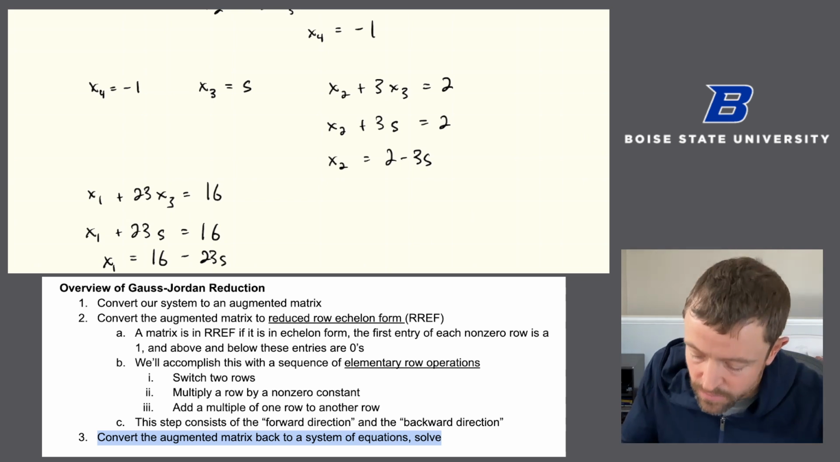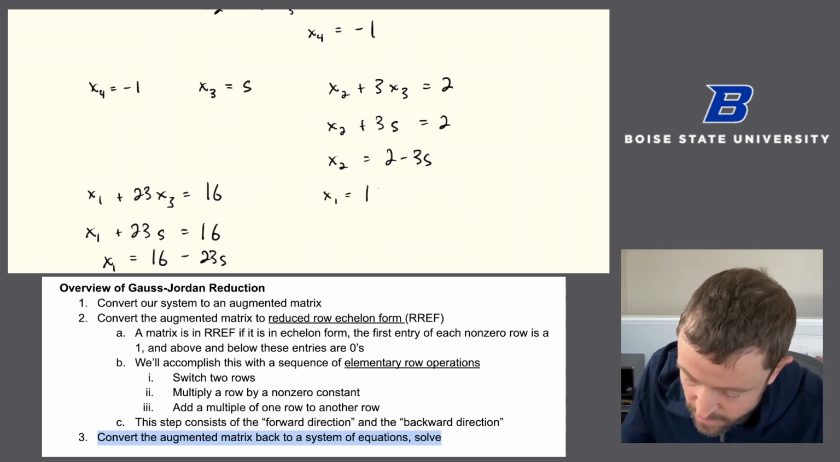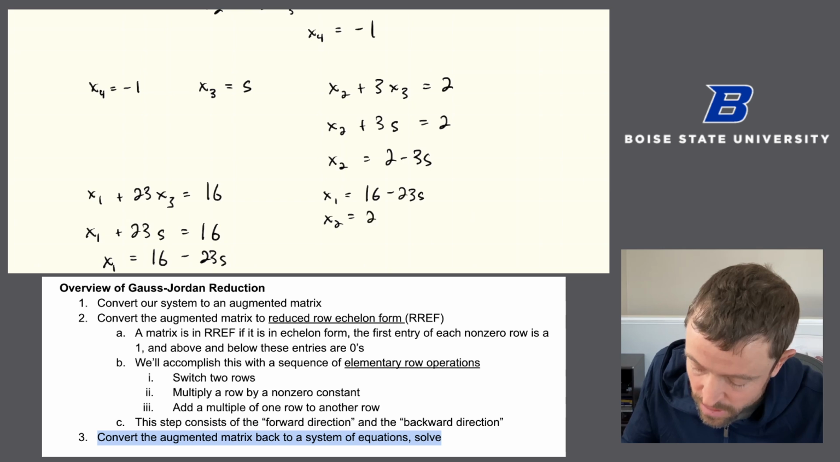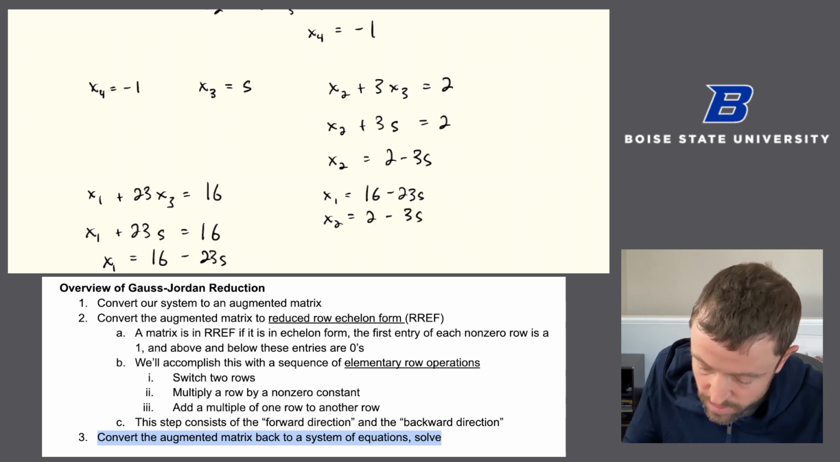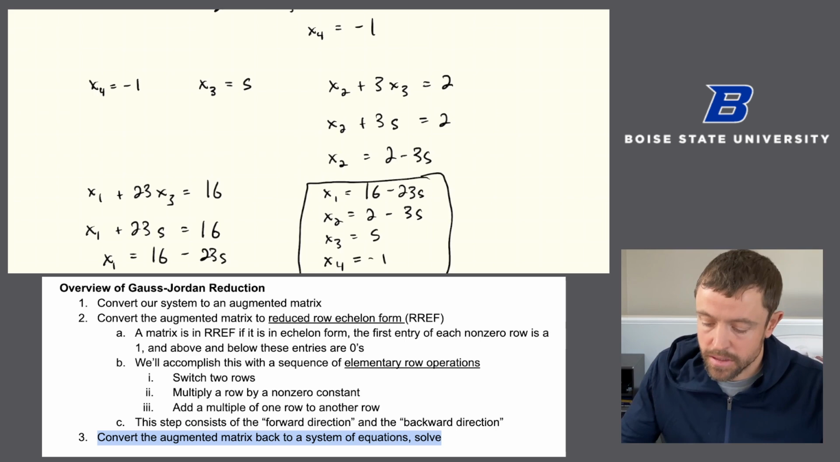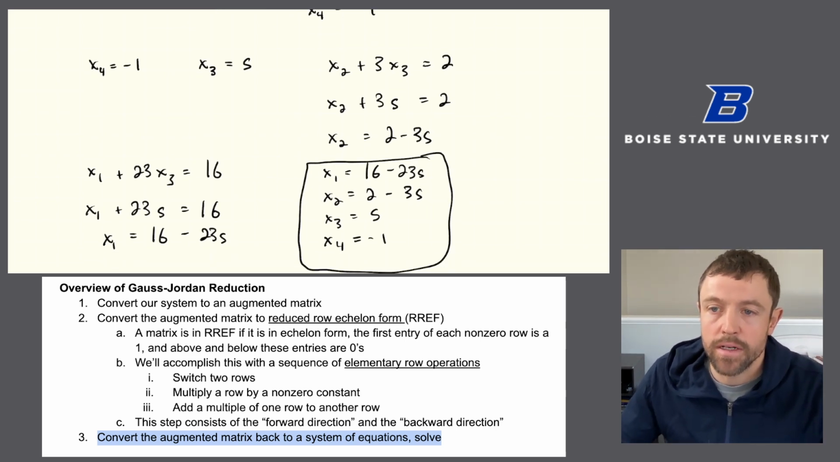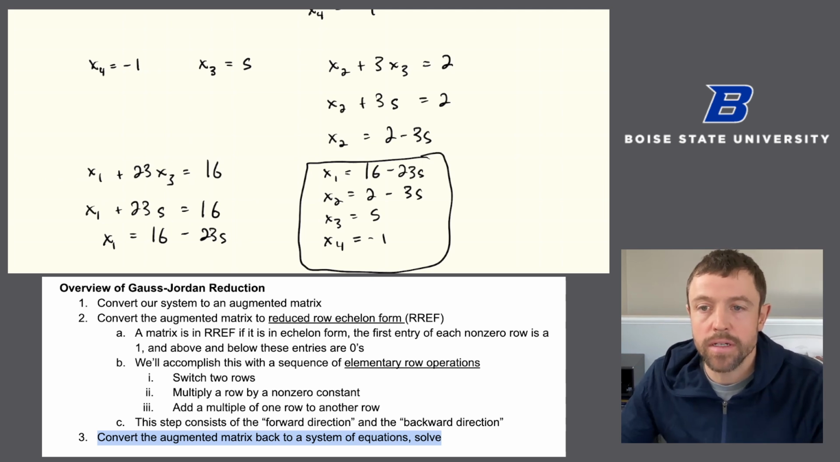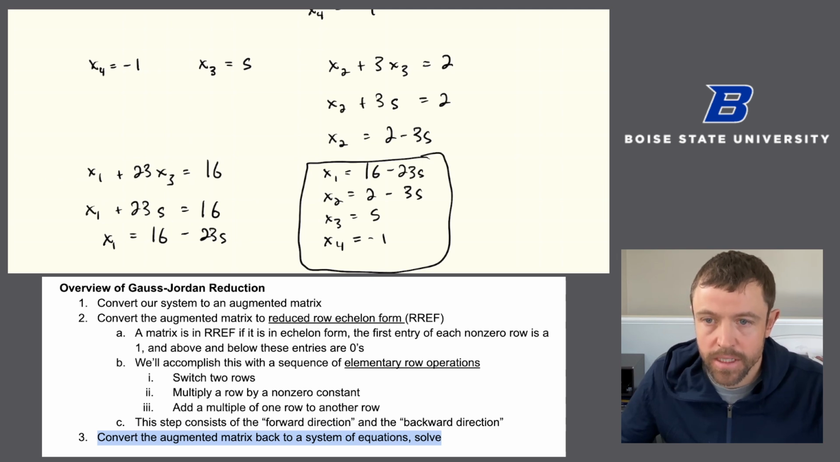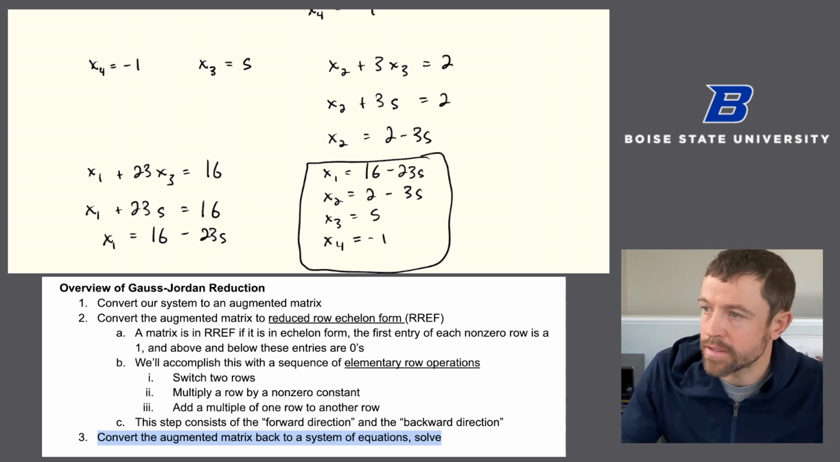Let's write this all in a nicer format. It's always good form to be very clear about what your answers are and to write them in a reasonable order. Here is the solution to this system. x1 is 16 minus 23s, x2 is 2 minus 3s, x3 is s, and x4 is minus 1, where s is any real number. And so we're done. We solved this thing.